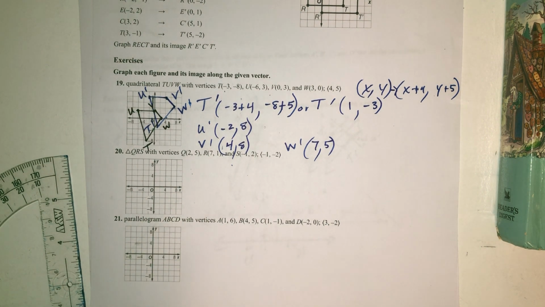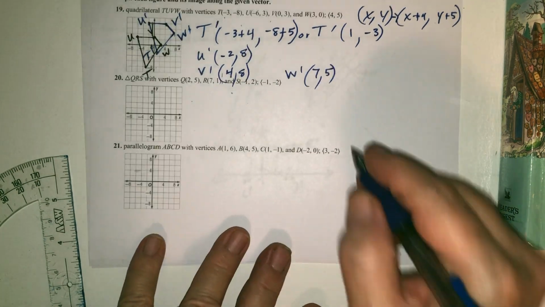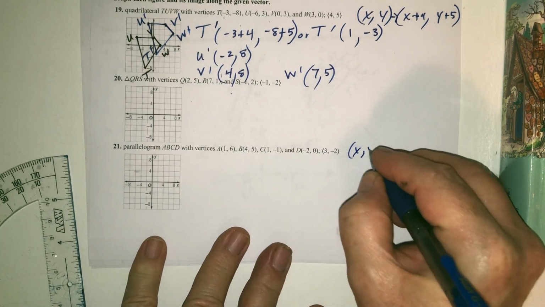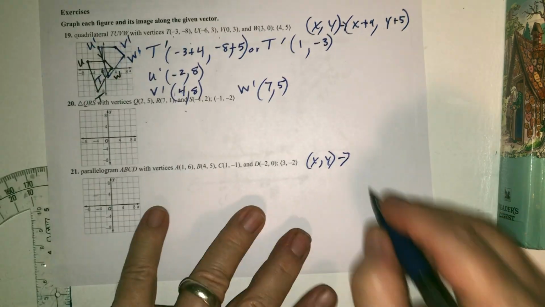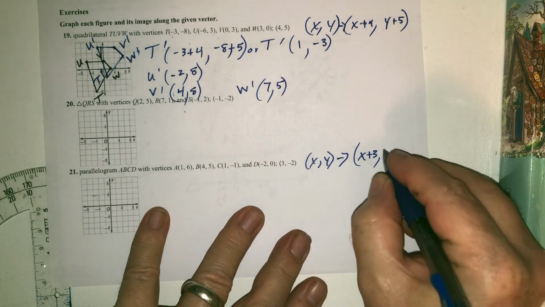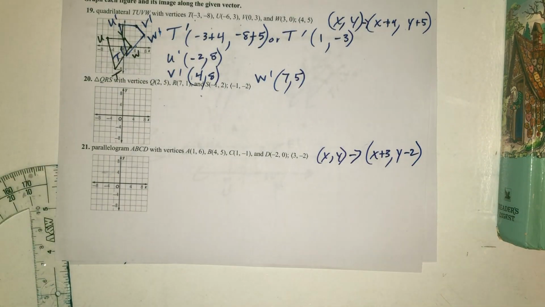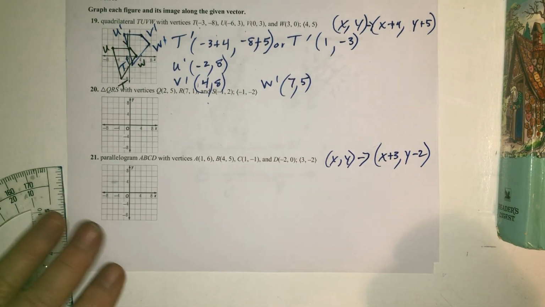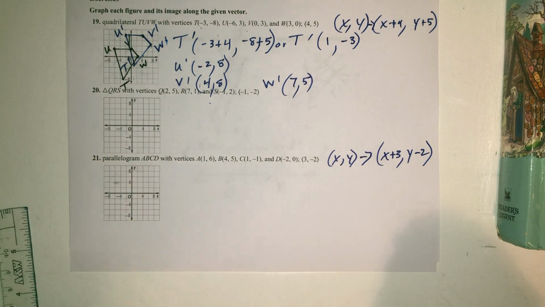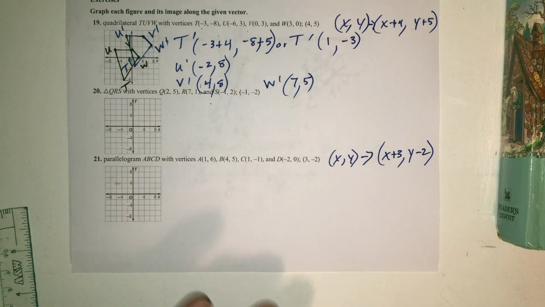Let's do one more. Let's do number 21. The rule XY will change to X plus 3, comma, Y plus -2 or Y minus 2. It's going to give you the same thing either way. So let's take these points, and let me go ahead and graph the original first.